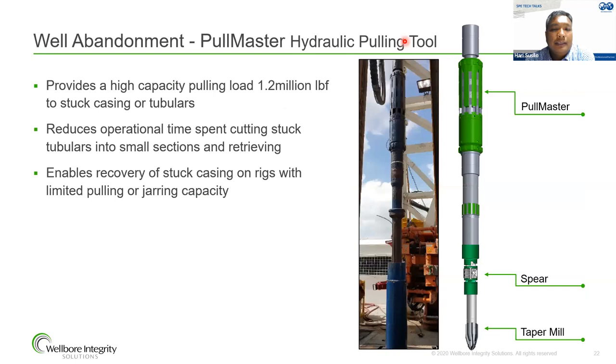The next one, still on the well abandonment system, is the Pull Master hydraulic pulling tool. Basically, these tools are the same as a jacking unit, a downhole jacking unit. This allows anchoring to the upper casing, and it will deliver pulling capacity of 1.2 to 1.5 million depending on the size. This is a good option for rigs that normally have lower pulling capacity, for example walkover rigs and 550, 750, or 850 horsepower rigs. So these are the tools they need for the cutting operation.